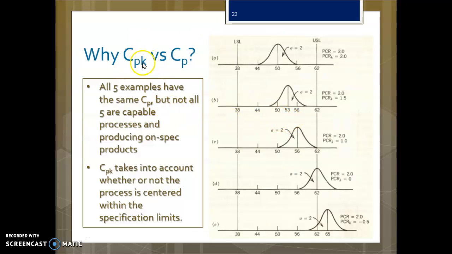Okay, why CPK versus just the CP? So all these examples here have a really good CP. They all have the same CP, but they're not all capable processes and capable of producing on-spec products. CPK takes into account whether or not it is centered within the spec limits. So that's what's important to know, the difference between those two.